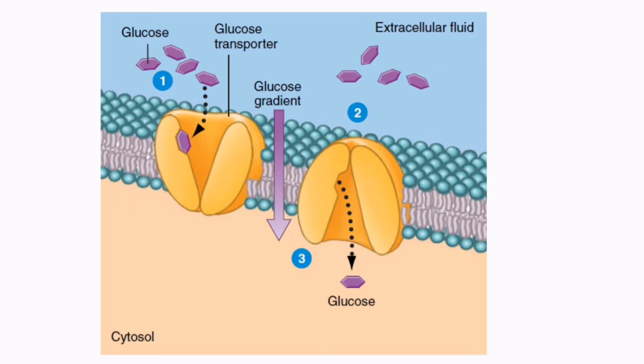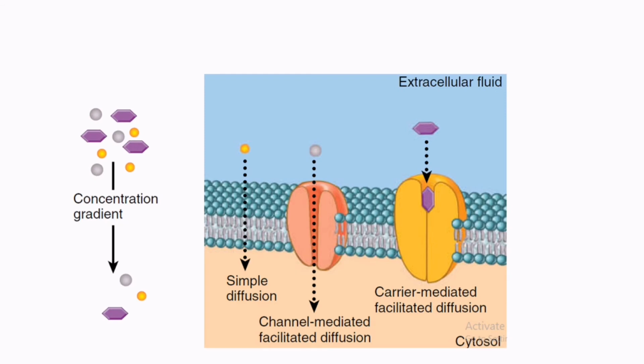So, the glucose molecule binds to a specific type of carrier protein called the glucose transporter. This is the protein, the carrier protein. Glucose transporter is the carrier protein. So, the glucose binds to this protein on the outer side of the membrane. And as the transporter undergoes a change in shape, glucose passes through the membrane and the transporter releases the glucose on the other side of the membrane. So that is carrier mediated diffusion. That is simple diffusion and facilitated diffusion.